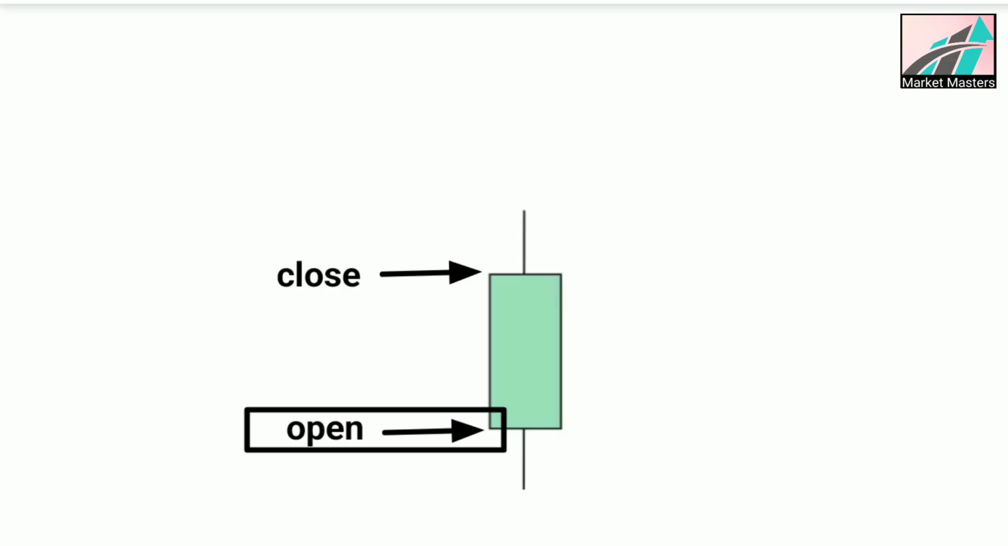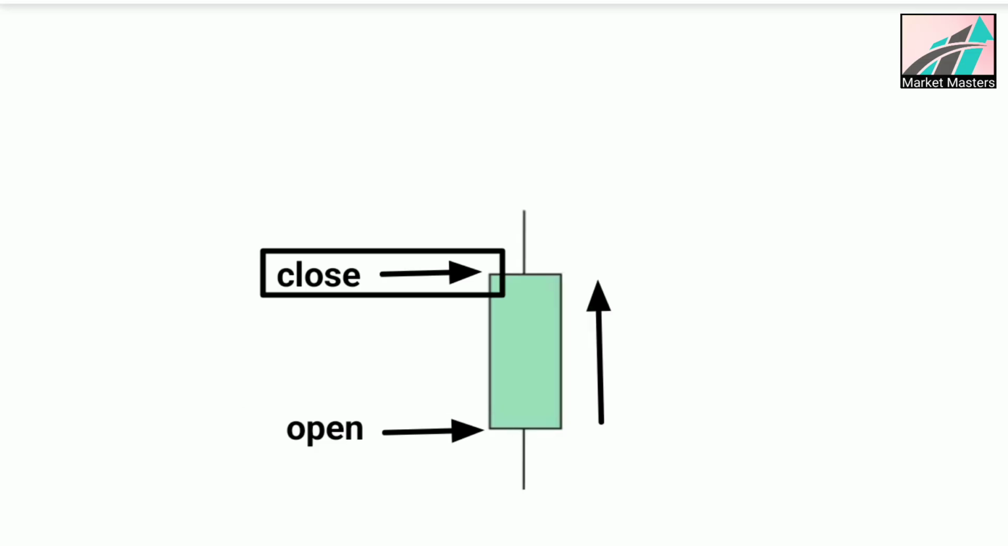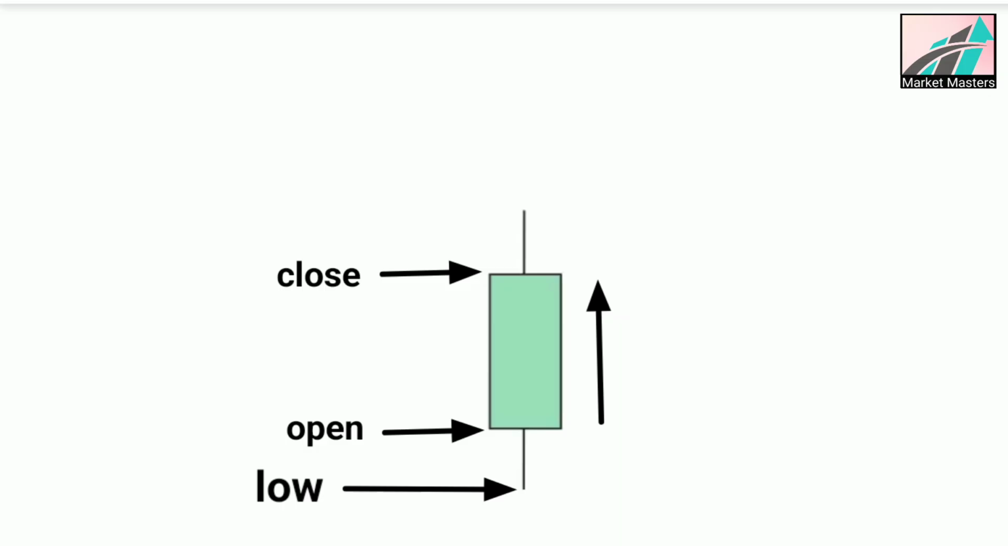This is a green candle that indicates buying pressure. The bottom of the body is the opening price and the top of the body is the closing of the candle. Price opens here and closes here. That means the price has moved up during this time period. The lowest bottom of the wick is the low of the candle, and the highest top of the wick is the high of the candle.